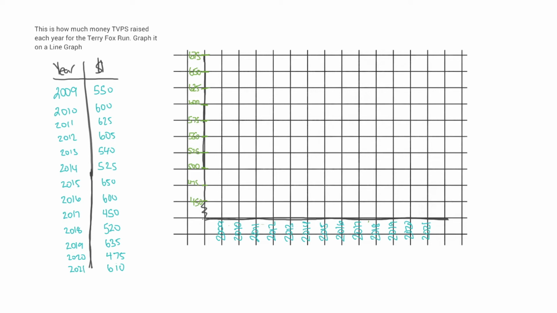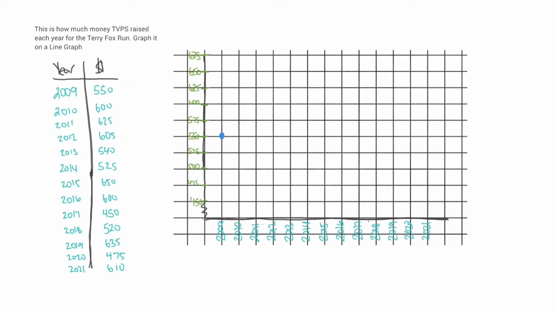And another difference you'll notice here is the scale is skip counting by 25s. This is the largest scale I have used so far in these videos. So let's graph these points. In 2009, we raised $550. So the difference between the line graph and bar graph is this. In a line graph, you're just going to put a little dot. You're not drawing a bar.